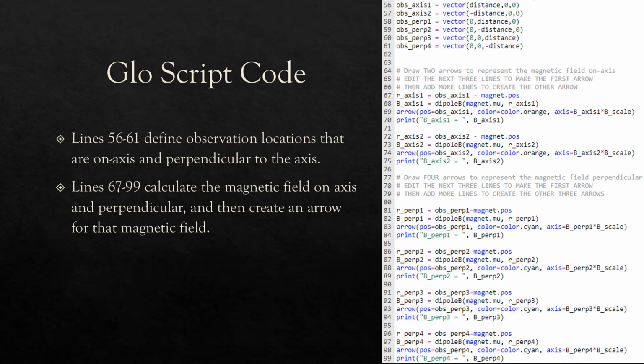Lines 67 through 99 calculate the magnetic field on axis and perpendicular, and then create an arrow for that magnetic field. 67 through 75 are on axis, while 81 through 99 are all perpendicular to the axis.